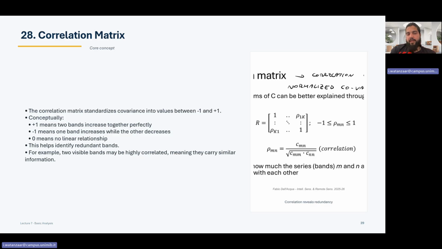So this helps identify redundant bands. You can have redundant bands in multispectral or hyperspectral data, or even ultraspectral, where the bands differ by 1 nano or 2 nanometers. So there is a really high chance that we can have redundant bands. For example, two visible bands may be highly correlated, meaning they carry similar information. Holding similar information can waste our storage even if we already do compression.